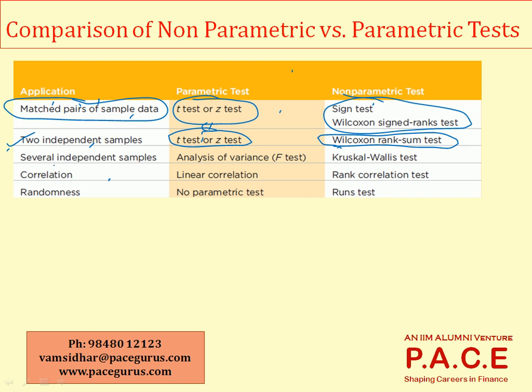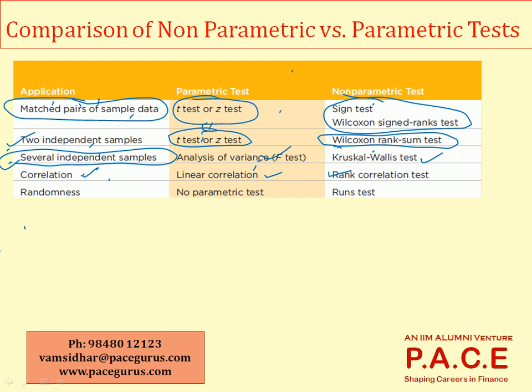And if there are more than two populations, and I want to find out the equality of the means across multiple populations, we were using an ANOVA test. Whereas the non-parametric equivalent of that will be your Kruskal-Wallis test. Similarly, for a correlation, in case of parametric, we call it linear correlation. When it comes to non-parametric, we talk about rank correlation.